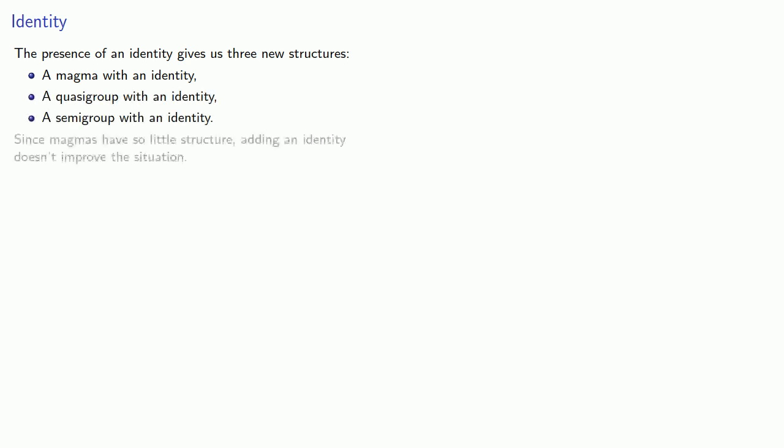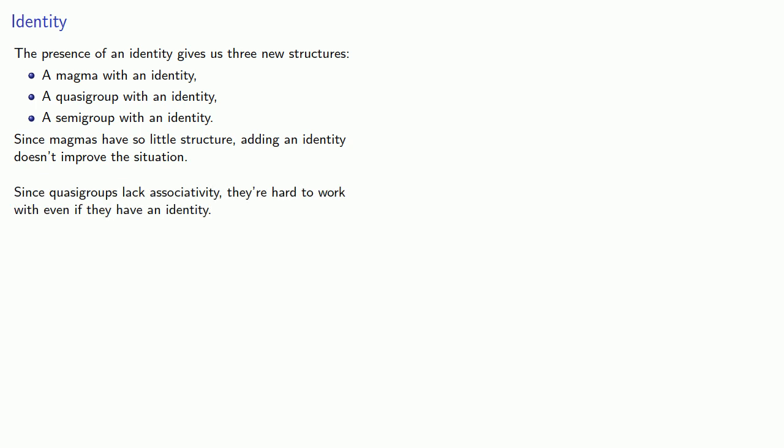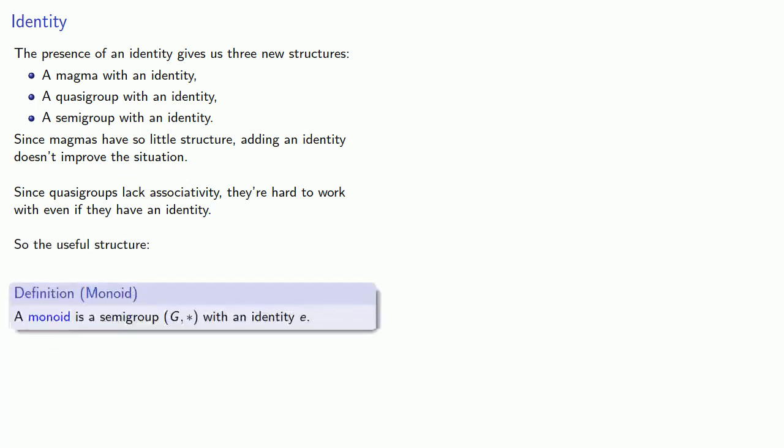The presence of an identity gives us three new structures. We could have a magma with identity, a quasi-group with an identity, and a semi-group with an identity. Now, since magmas have so little structure, adding an identity doesn't really improve the situation. And since quasi-groups lack associativity, they're hard to work with even if they have an identity. And so while we do have three new structures, only one of them is really useful, and that's a monoid, which is a semigroup with an identity.